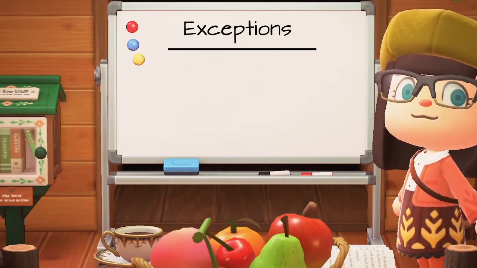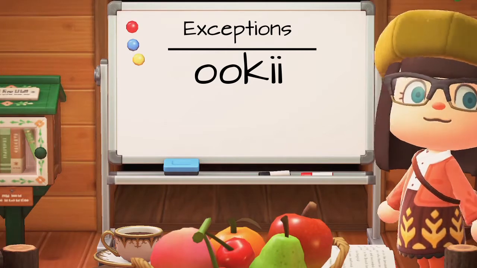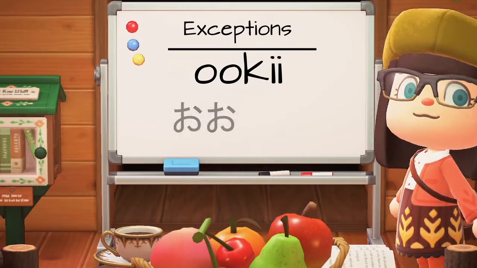For example, the word oki. This will actually follow the double vowel rule, which I went over previously. The two O's will be written as is. So for oki, it will be written o-ki-i.